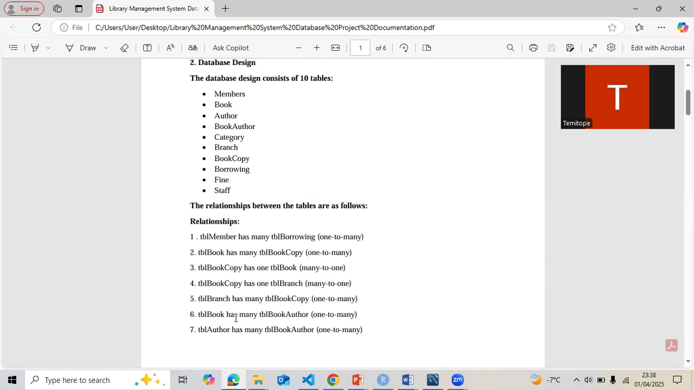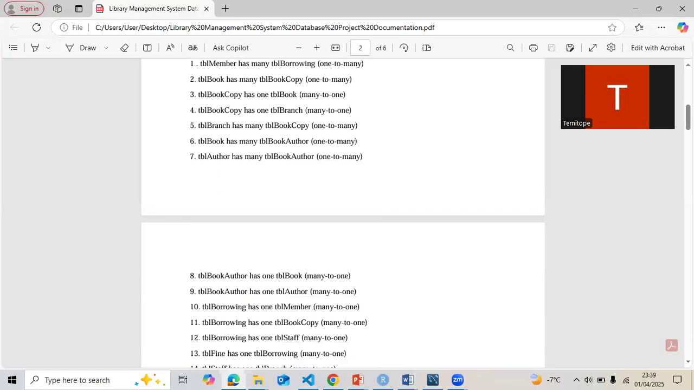Then the book table has a one-to-many relationship with book author. A particular book might be produced by several authors. So that's a one-to-many. Then the author table and book author table have a one-to-many relationship. A particular author might have several books that he has produced over time. So that's another relationship.